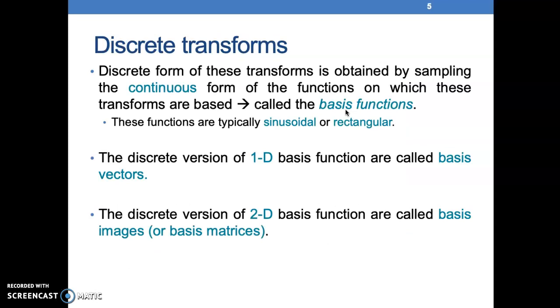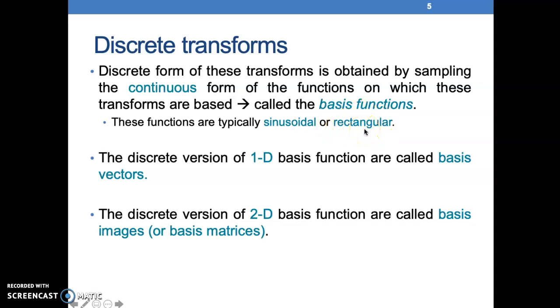Okay, so next is the discrete transform. The discrete form of this transformation is obtained by sampling the continuous form of the function on which these transforms are based. This we call a basis function. These functions are typically sinusoidal or rectangular. Either you use the sine, cosine formula, or it can be rectangular.